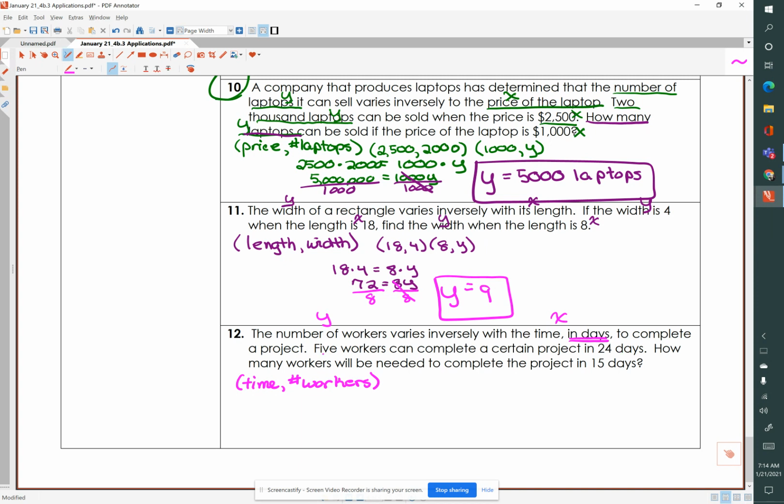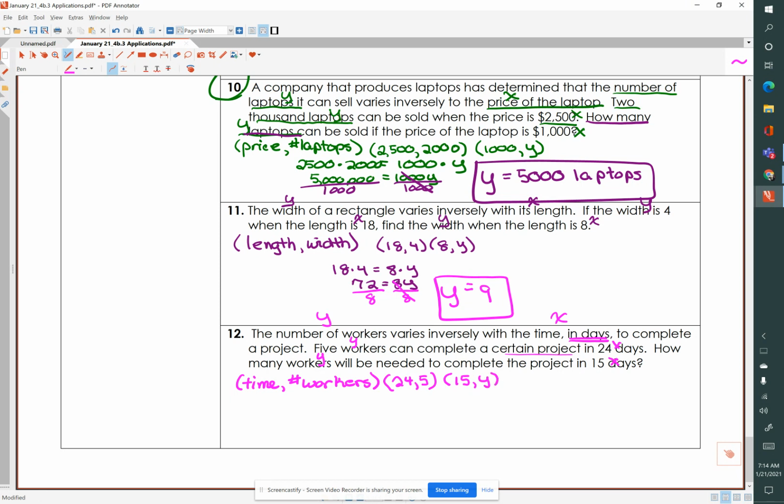So 5 workers, that's a y value, can complete a certain project in 24 days. That's an x value. Let me clean that up a little bit so you can see it a little better. How many workers, so that's an unknown y, will be needed to complete the project in 15 days? So let's set up our ordered pairs. First we have 5 workers in 24 days. And then we have 15 days and an unknown number of workers.